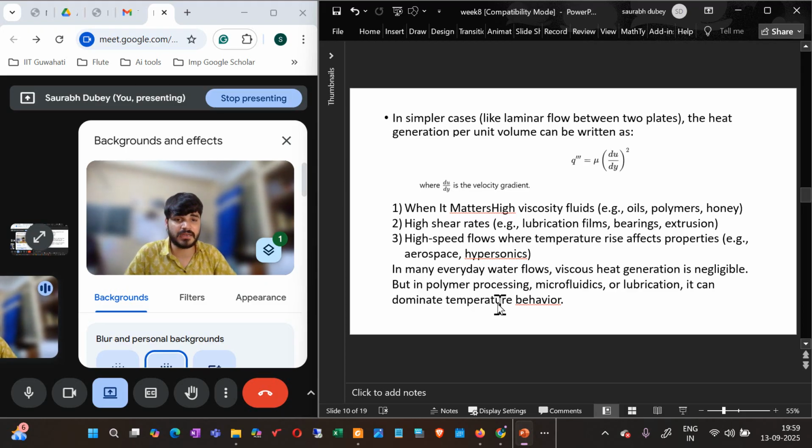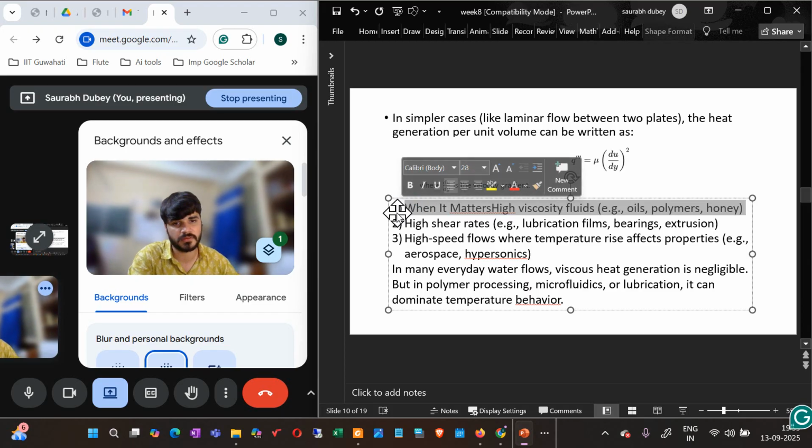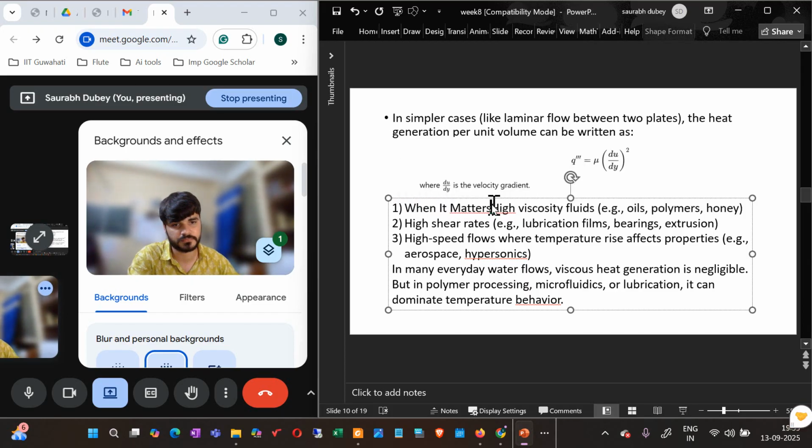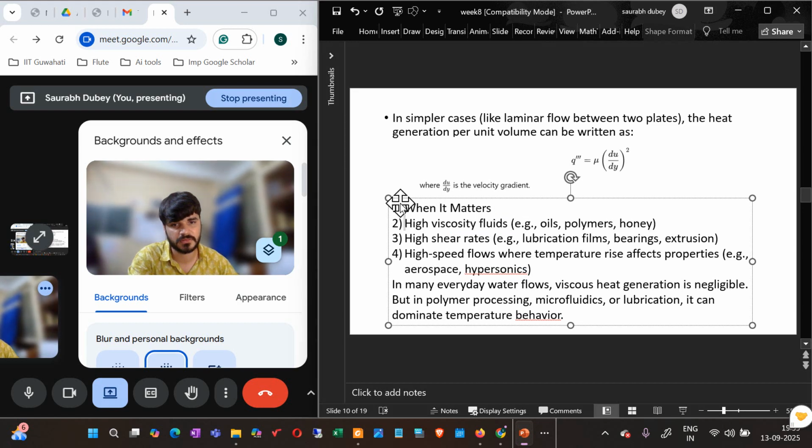So when it matters, so what I'm saying is, when this matters. Okay, if you see, when this matters, what viscous dissipation.